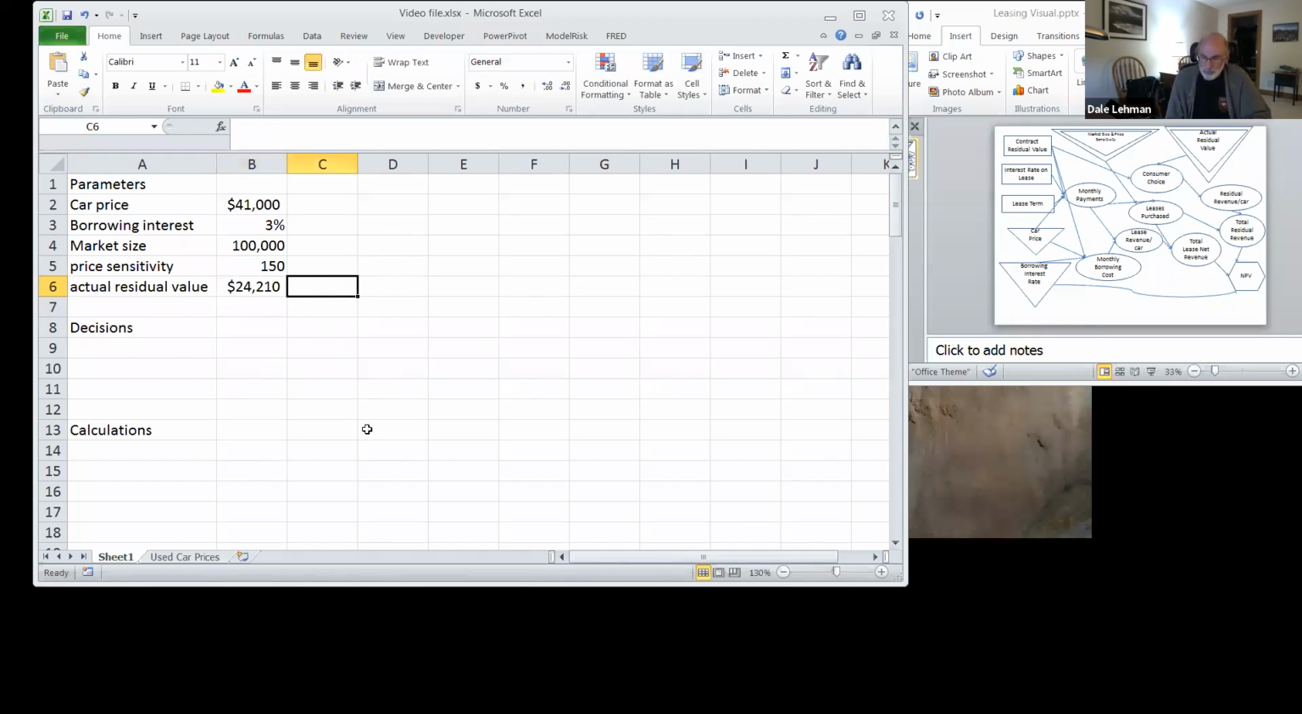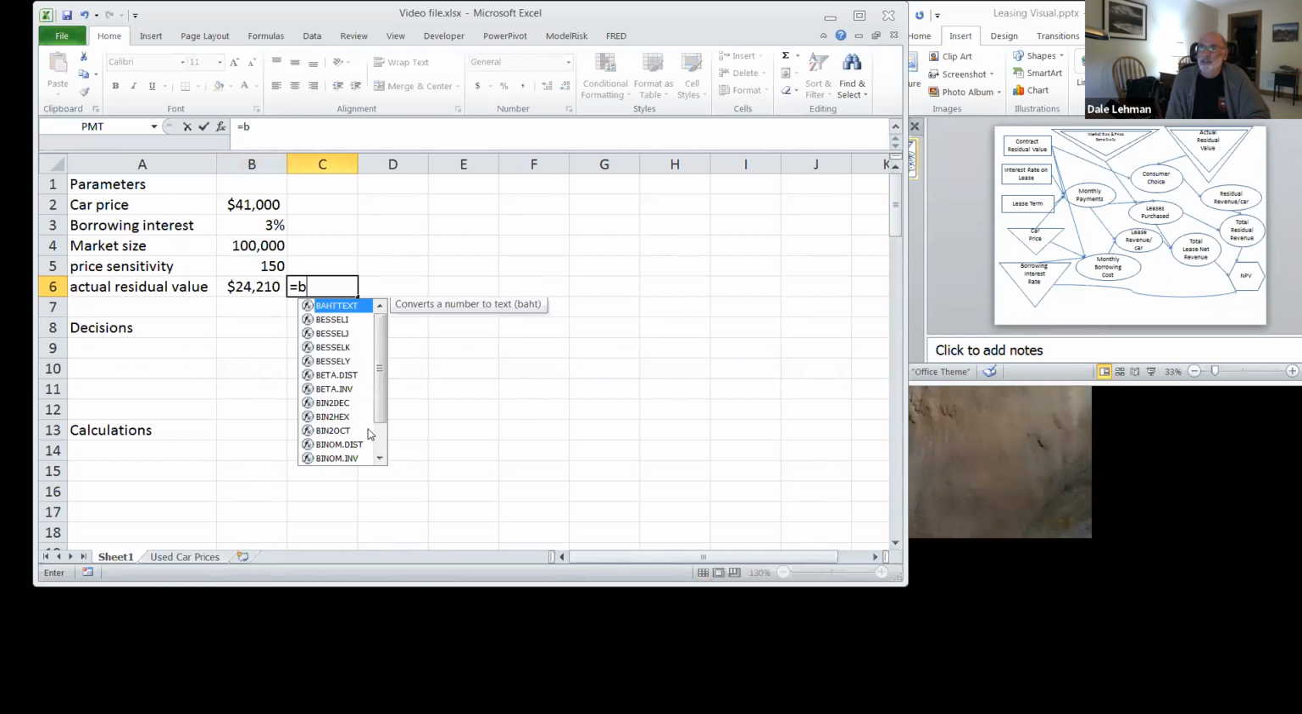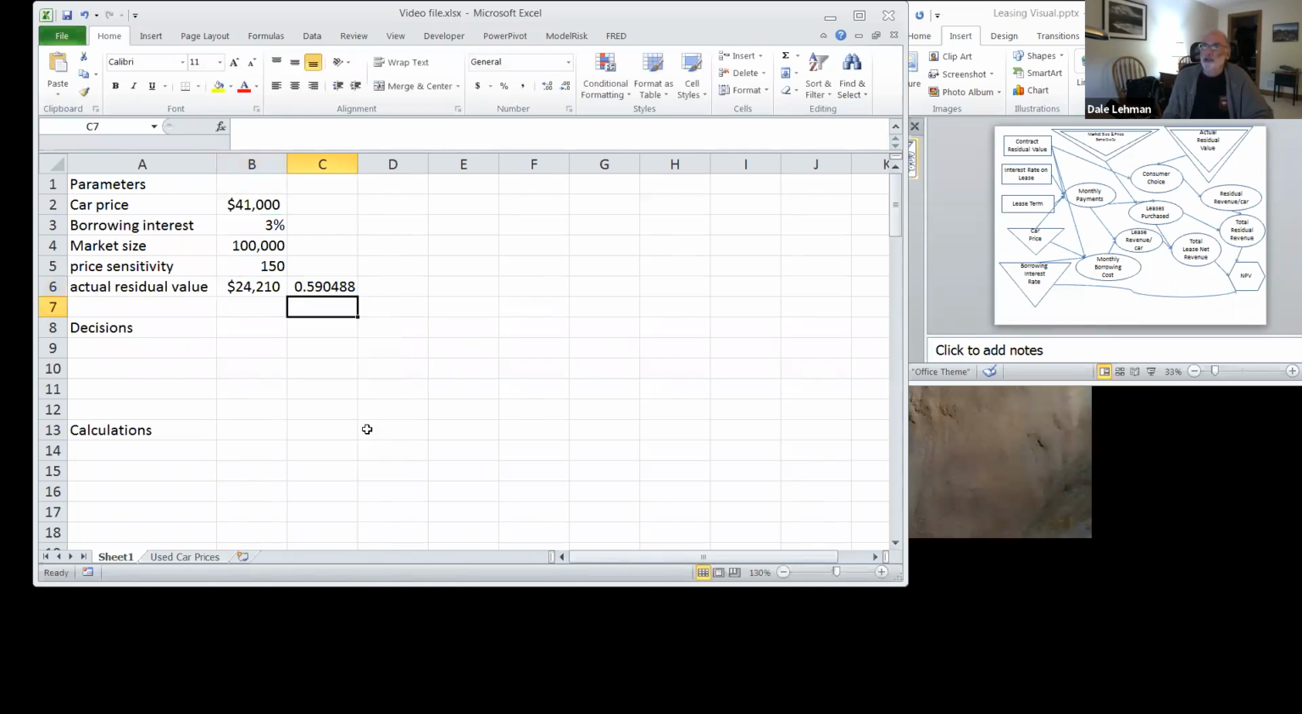And it might be useful to do a little calculation here and see what that looks like compared to the car price. It's about 59%, so about 41% of that car is depreciated in 3 years' time on average. Okay, decisions. Lease term, lease interest rate, and contract residual value.